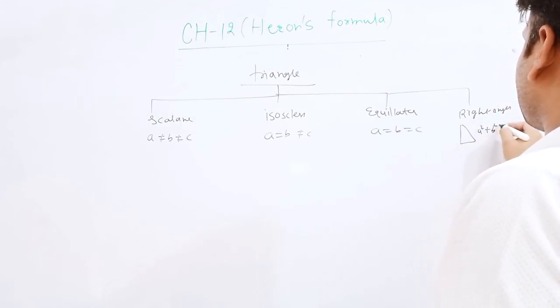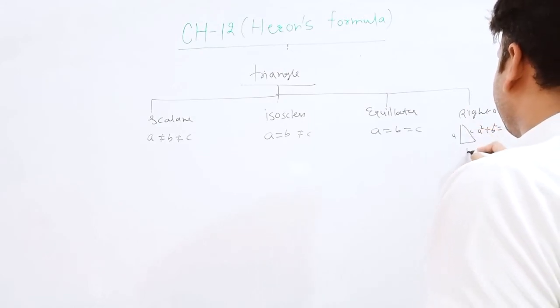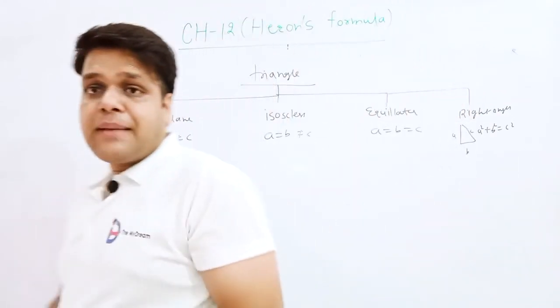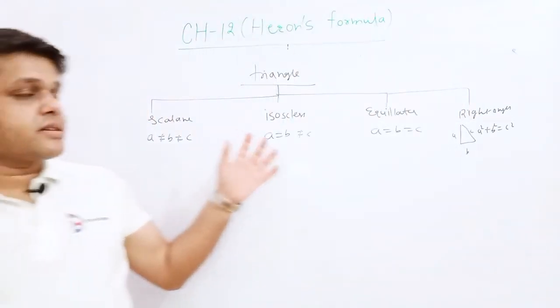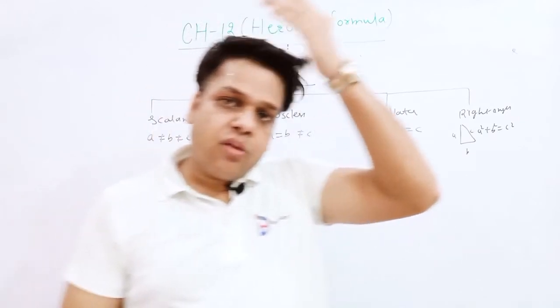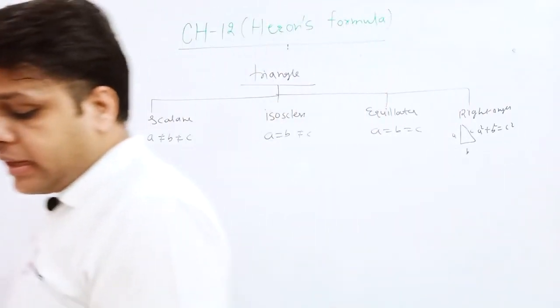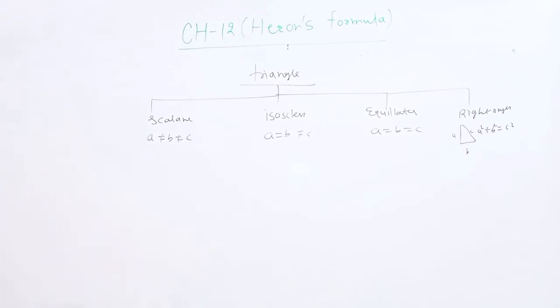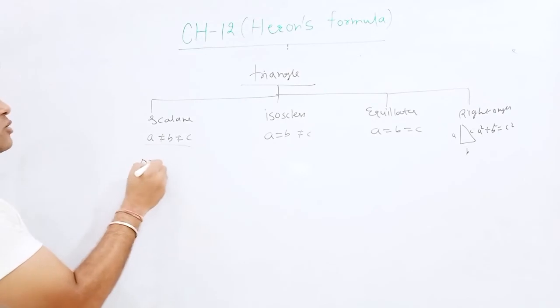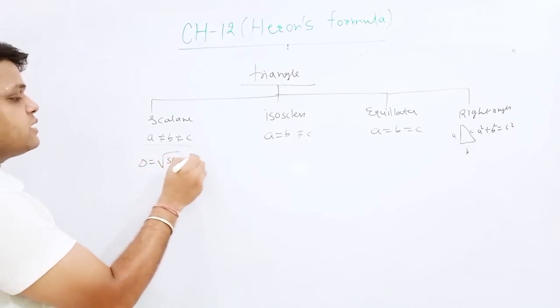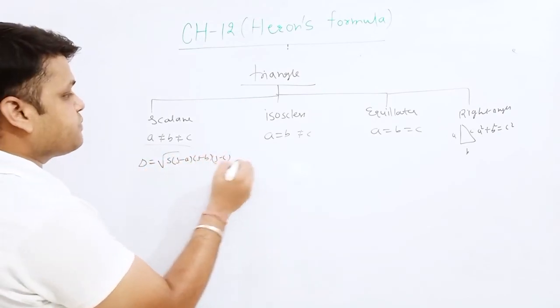Perpendicular square plus base square is equal to hypotenuse square. So these types of triangles you already discussed in the chapter on triangles. Now there are some special cases of the areas of these triangles. What are the areas? This is simple. Delta is equal to root under s into (s minus a) into (s minus b) into (s minus c).